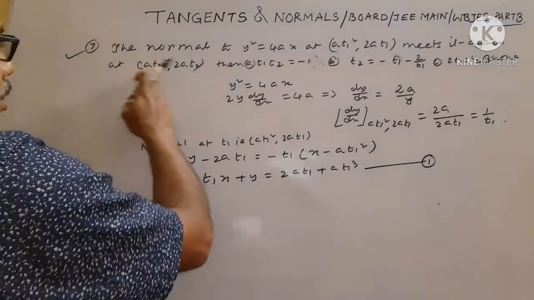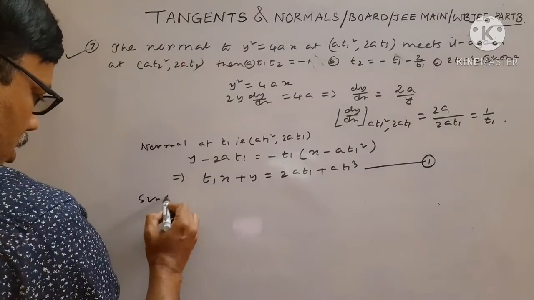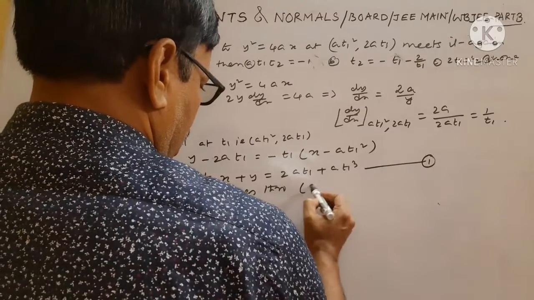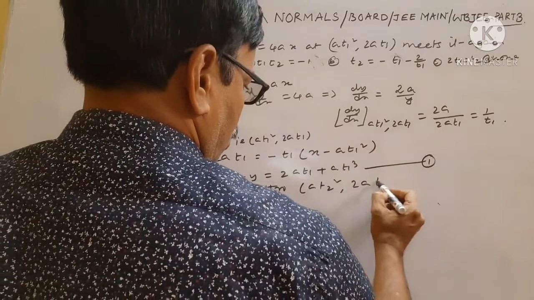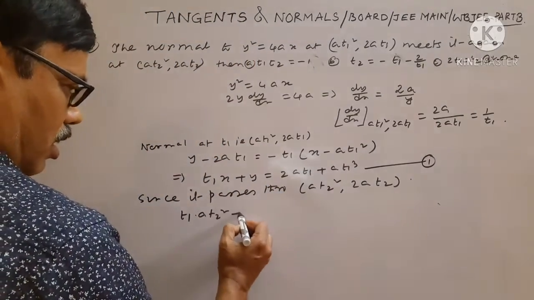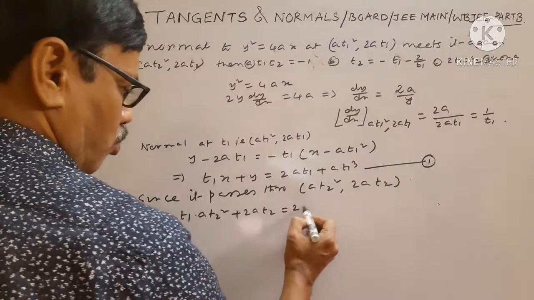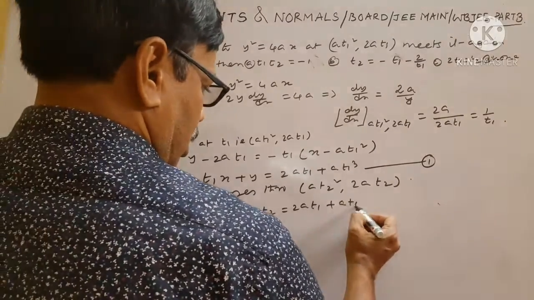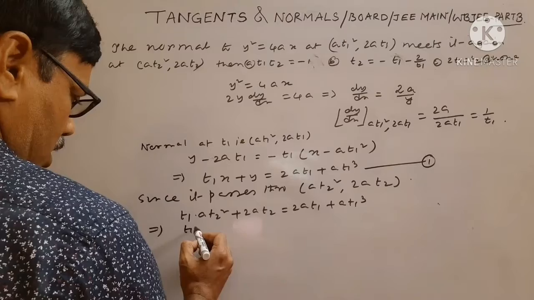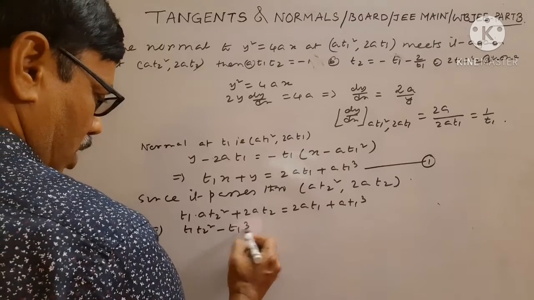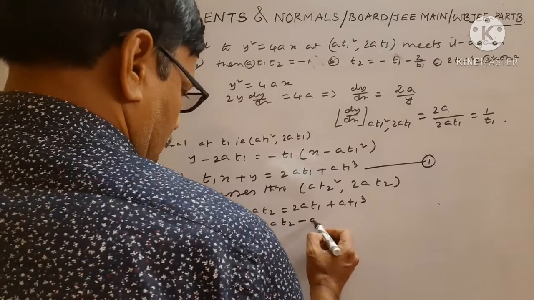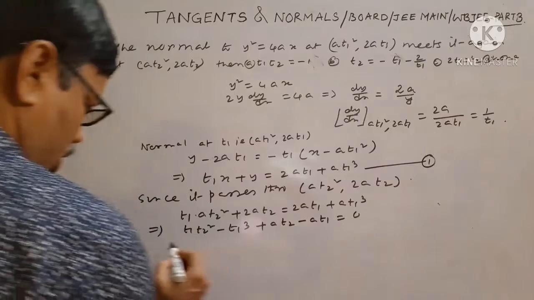Meets the curve at this. So since it passes through (a t2², 2a t2), therefore t1 into a t2² minus 2a t1... a t1³. So a cancels out. So t1 into t2² minus t1³, a cancels out, a t2² minus a t1² equals 0.